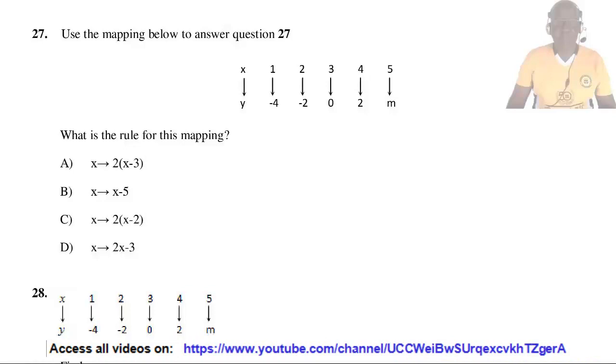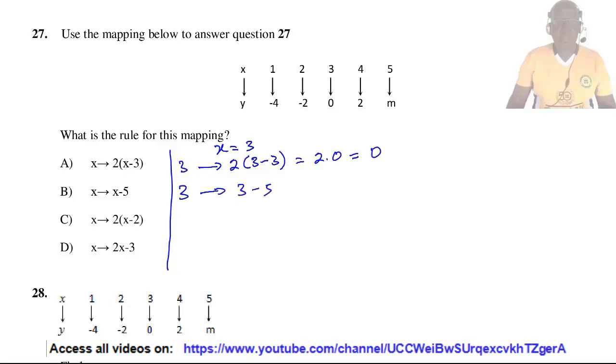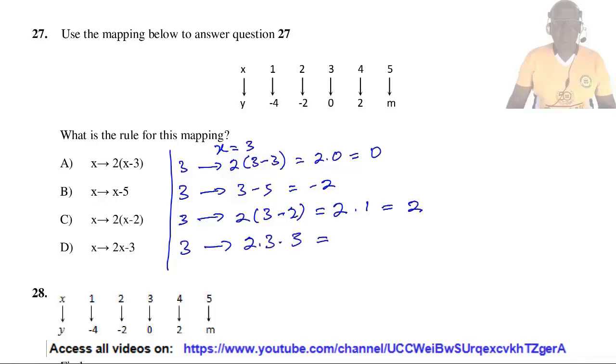Also take note that we could have solved the above example with only one try. That is choosing S equals 3. Therefore 3 will map into 2 times (3 minus 3), which equals 2 times 0, which equals 0. Or 3 will map into 3 minus 5, which equals minus 2. Or 3 will map into 2 times 3 minus 2, which equals 2 times 1, which equals 2. Or 3 will map into 2 times 3 minus 3, which equals 6 minus 3, which equals 3. But 3 maps into 0. So B, C, D are wrong. The right answer is obviously A.